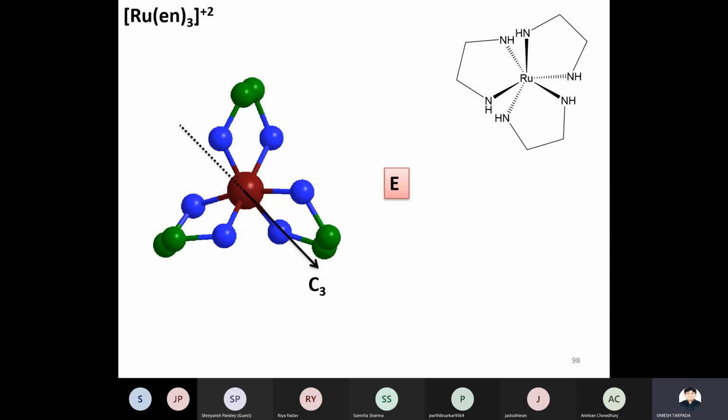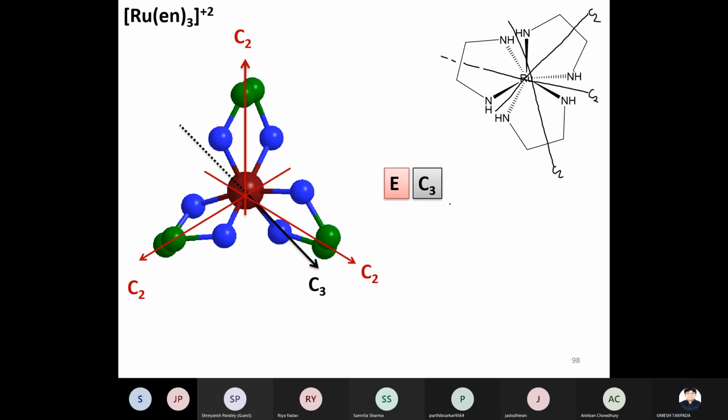C3 तो है ही, C3 इज देयर, बट इनको परपेंडिकुलर 3C2 है या नहीं वो मैं पूछ रहा हूँ. ऐसे आप C2 ले सकते हो या नहीं ले सकते हैं? ले सकते हो क्योंकि ये आगे वाला जो NH है वो पीछे जाएगा, पीछे वाला आगे गया. इसी तरह कितनी C2 है? 3C2 are there which are perpendicular to C3. So symbol used is D3.